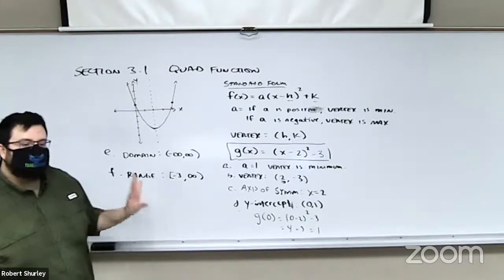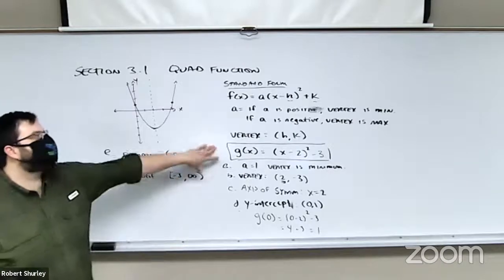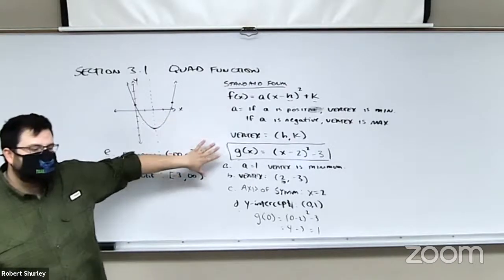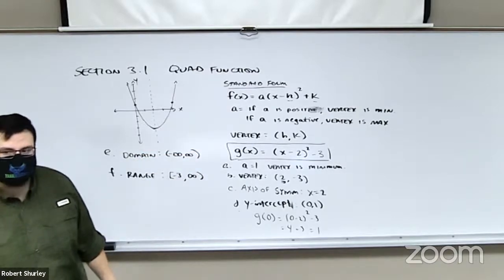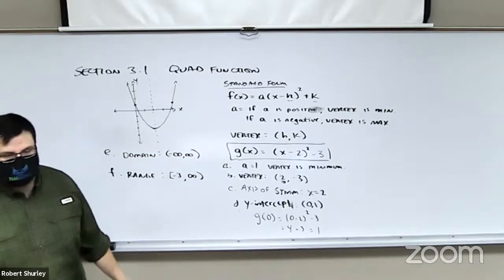Any questions before I go on to another example? I'm going to stick with the standard form, but I'm going to do a different example for the quadratic here. Questions, comments, concerns? So you don't need the x values for the 2 dots?